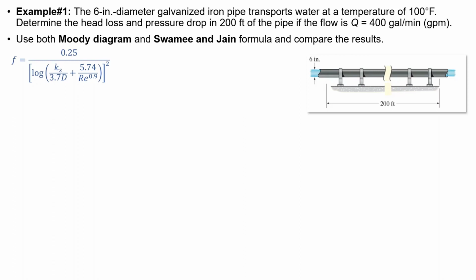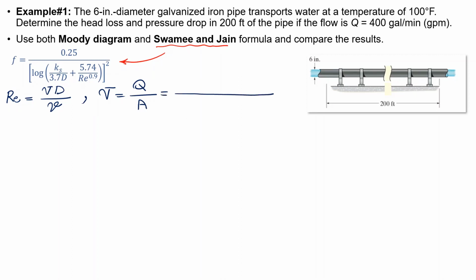So in this slide, I'm going to use Swamy and Jain formula, which has been given over here. And I told you about it in previous slide as well. The first thing that we need to do is to calculate Reynolds number to understand if the flow is turbulent or laminar. And you already know that Reynolds number can be calculated using this formula: velocity, diameter, and kinematic viscosity. But we do not have the value for velocity, right? So we should calculate the value for velocity, which is equal to flow rate divided by cross-sectional area of the pipe.